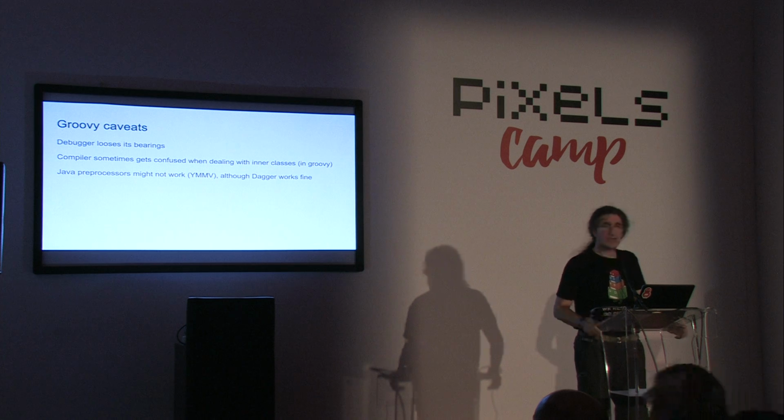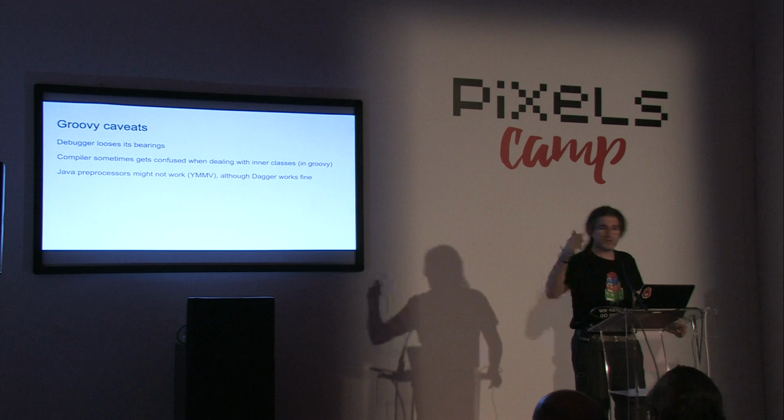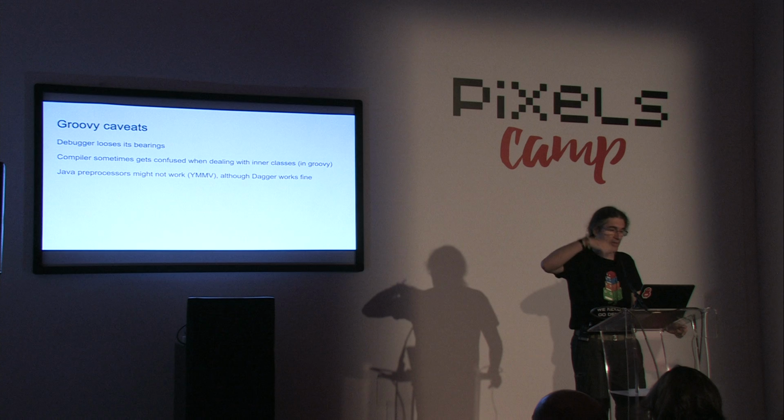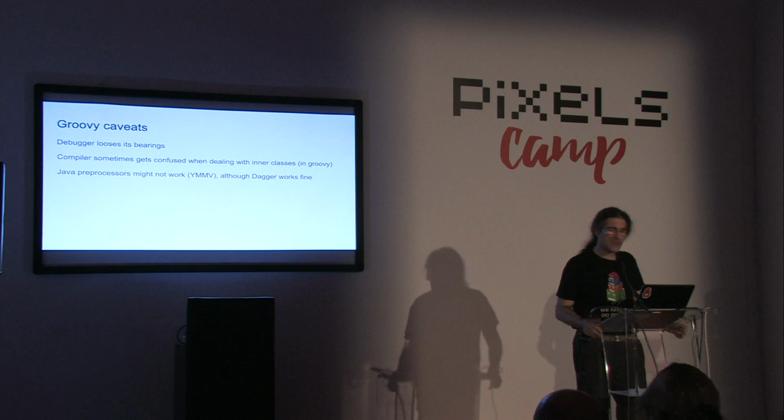Is it all sunshine and rainbows on Android? Not really, but it's worthwhile. Sometimes when I'm debugging Groovy code, the debugger gets all messed up. The code is still running, but the debugger isn't showing me the correct lines. It's jumping all over. It's completely lost. If you write some inner classes in your Groovy code, sometimes the compiler doesn't like it. I haven't quite figured out why.